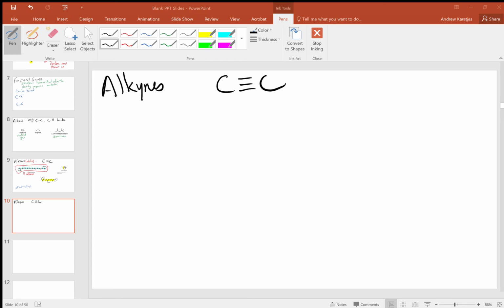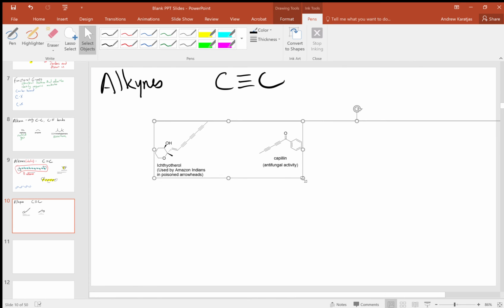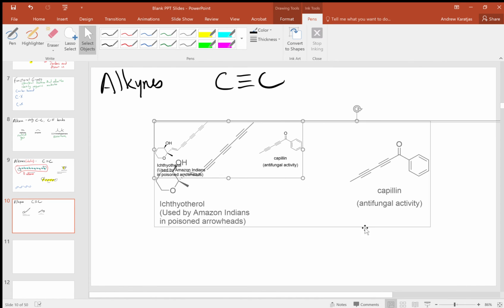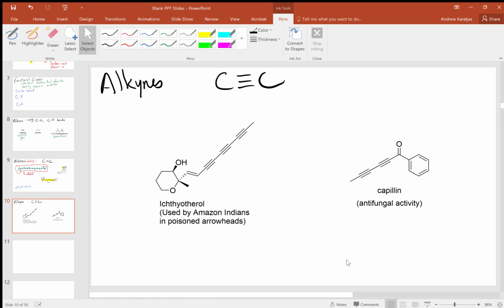Now, of the functional groups that we're going to talk about right now, this is probably the least interesting functional group. And you can probably see that based on the two examples I've chosen. It's actually really, really difficult to find any interesting examples of alkynes. These were probably the two best that I was able to find. Capillin, which is a compound with known antifungal activity.